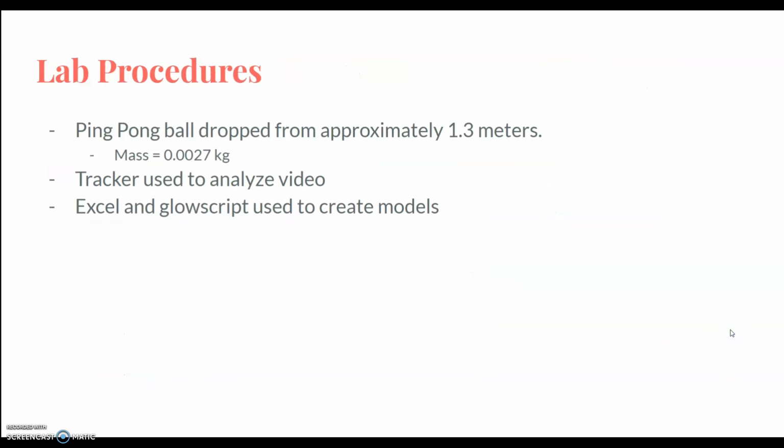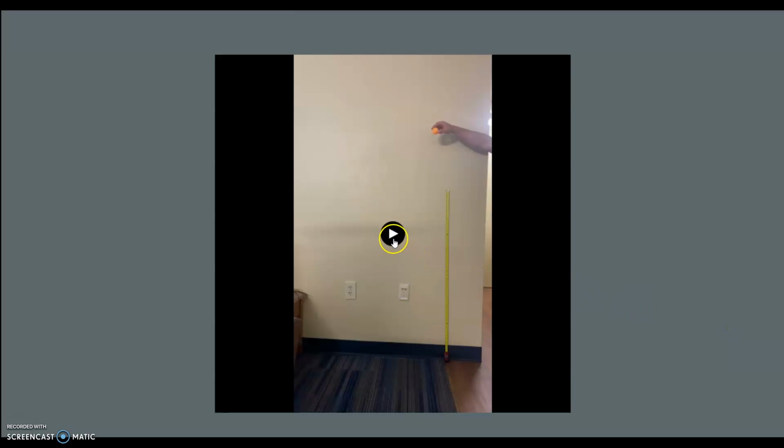So my procedures for this lab, I dropped a ping pong ball from approximately 1.3 meters, weighing 0.0027 kilograms. I then used Tracker to analyze the video, and then Excel and GlowScript to create the models and graphs. Here's my video. It's a short little clip just showing the setup of the lab.